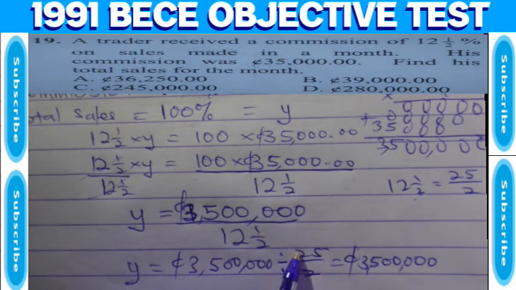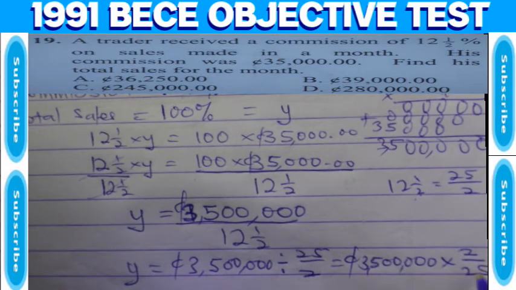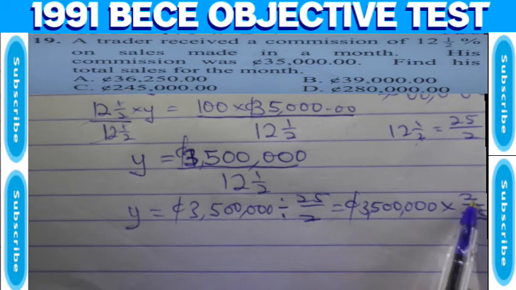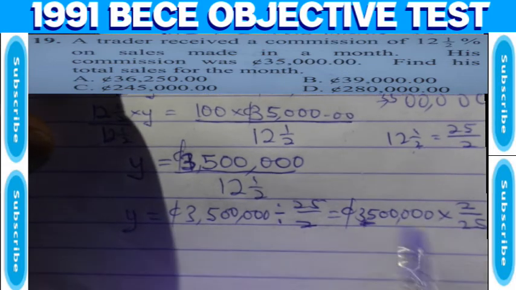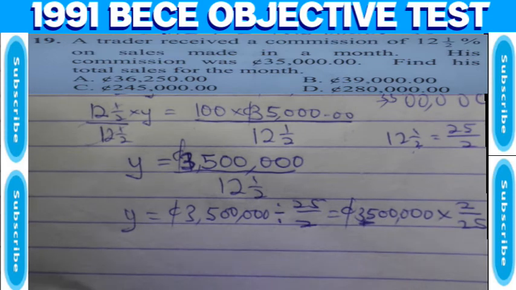Then 2 goes up, 25 comes down. Division sign changes to multiplication. Find the reciprocal of 25 out of 2. So 2 will go up, 25 will come down. 2 is going to multiply this. So 2 multiplies 35, then we have 70.